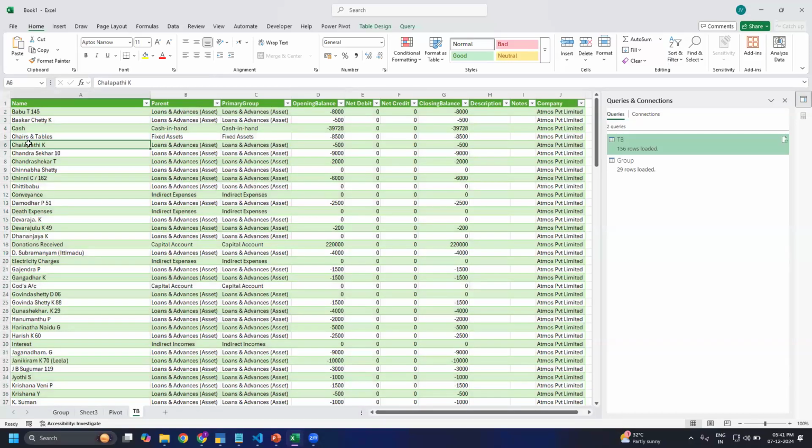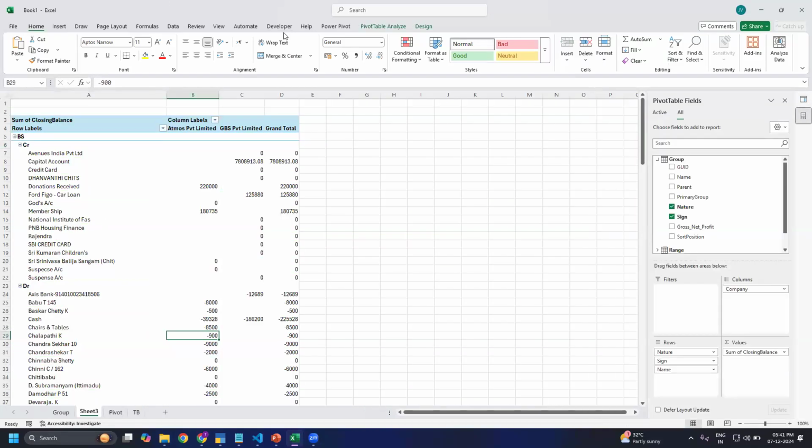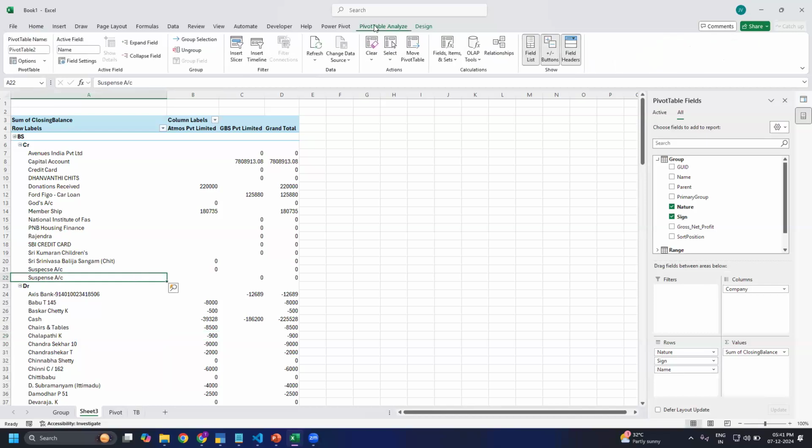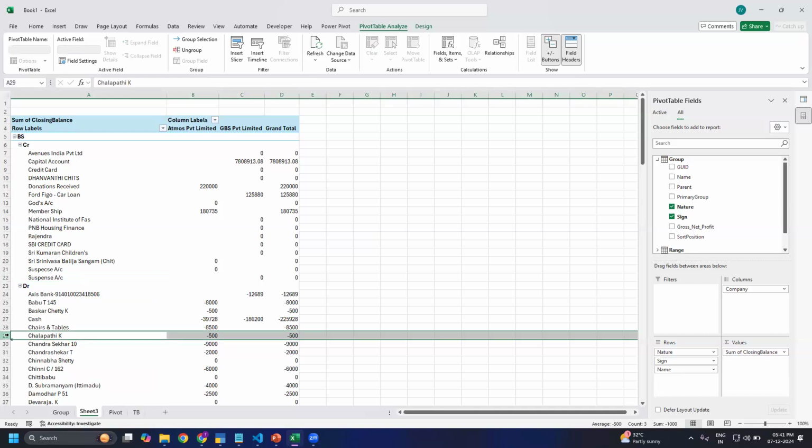Now I think Chalapati K, it got changed here. Again, we have to click on pivot table analyze and do refresh. So earlier it was 900, and when we changed, it changed to 500. Like this, we can do changes, alters, everything, and do refresh, and we can get TBs from Tally.